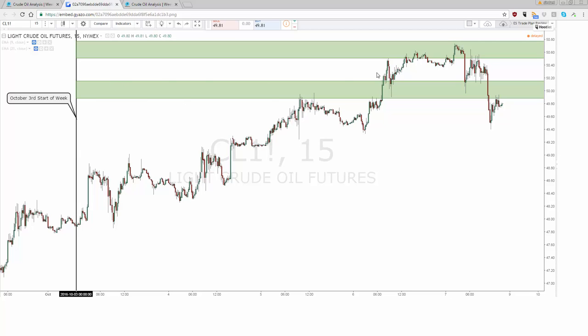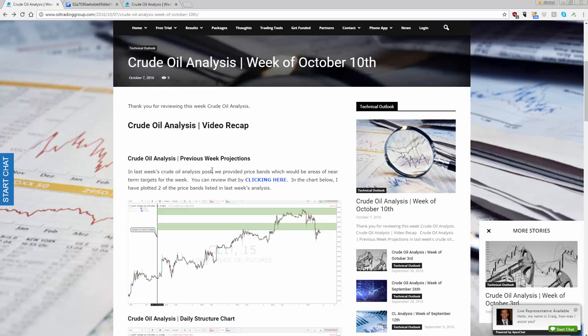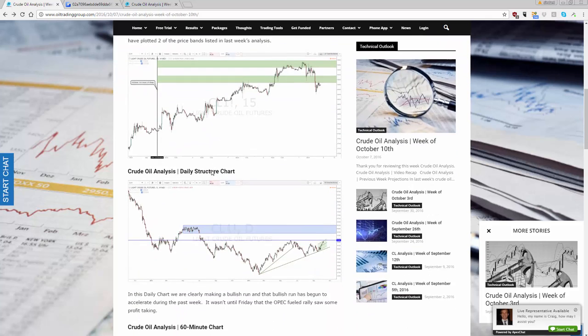The way that you would use these levels and this information is you would find zones where you would expect price action to stall or to find resistance or support in some cases, like here. Then you would look to smaller time frames to sharpen the pencil for your entries. But these levels are provided for you each week at the bottom of these weekly analyses, and this week we will have some levels for you at the bottom here as well.